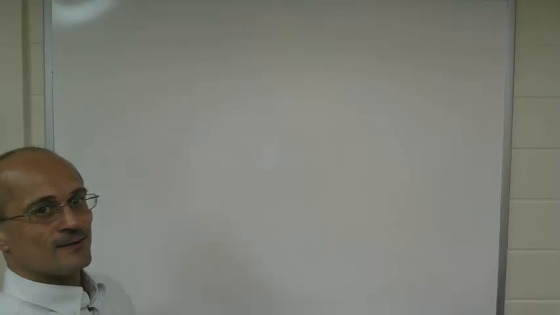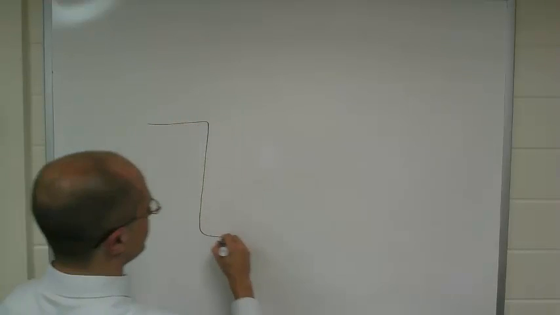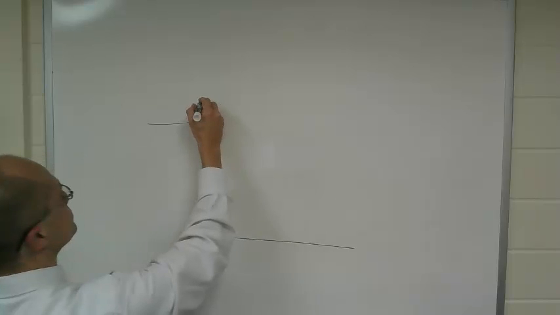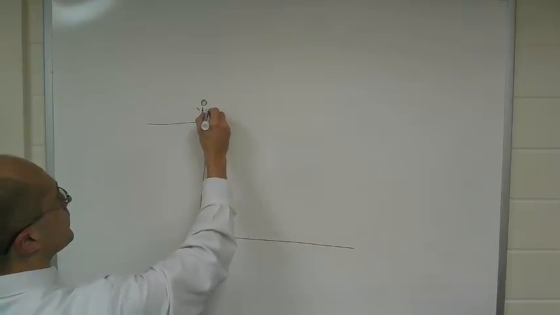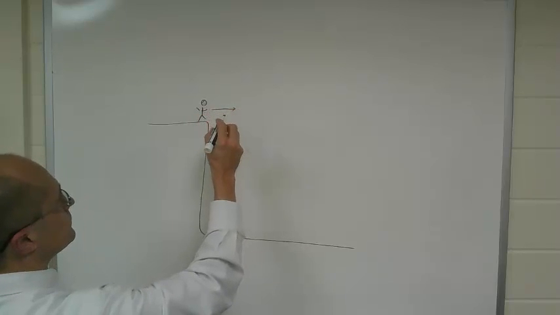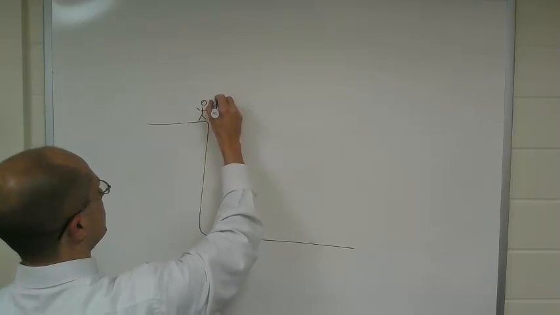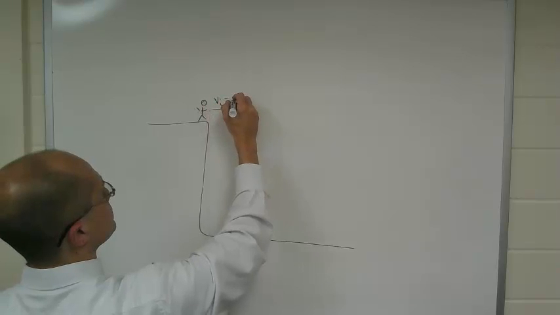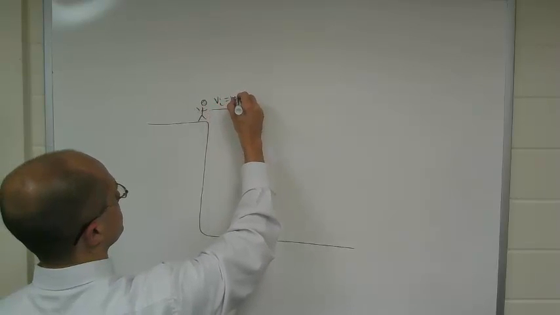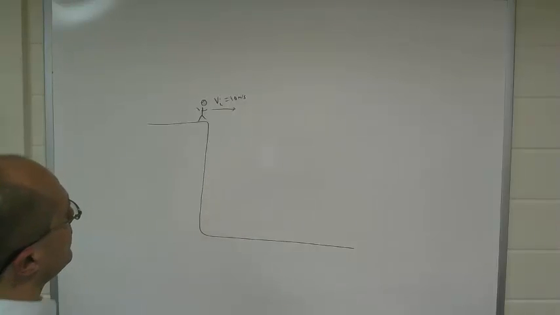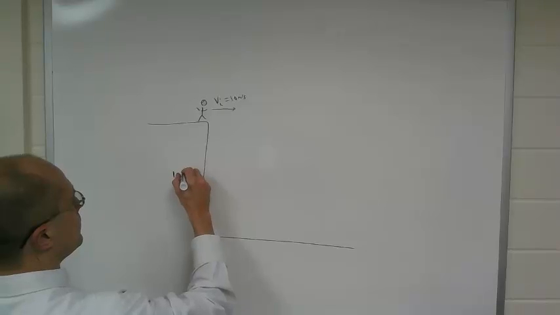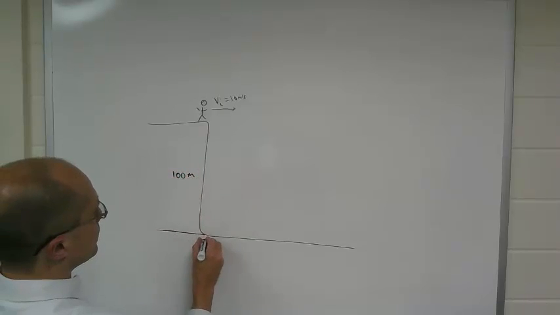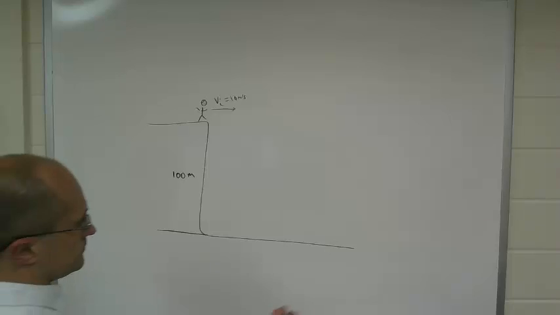Alright, here's another example problem in projectile motion. What we want to do in this problem is stand on a cliff and throw straight out with an initial velocity of, let's say, 10 meters per second. We're going to throw a projectile straight out and we're standing on a 100-meter cliff.